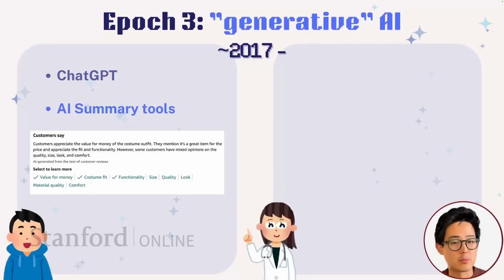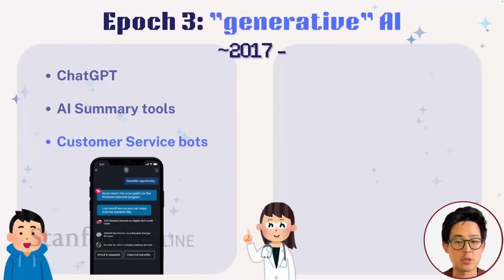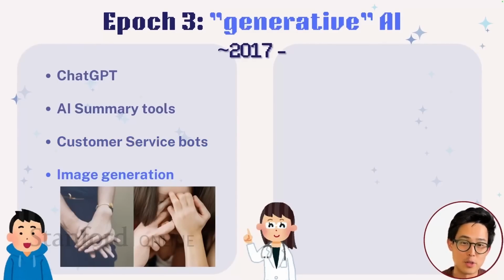For instance, AI summarization tools like the ones Amazon uses to scan thousands of customer reviews and generate a short, readable, and helpful, concise summary. Or customer service chatbots like Erica, which is Bank of America's automated assistant, which improves upon their traditional phone tree system. And of course, image generation, where tools like DALL-E, Midjourney, or Sora can generate visual content or even videos from text prompts. These are often multimodal, meaning they work across images, text, and more.